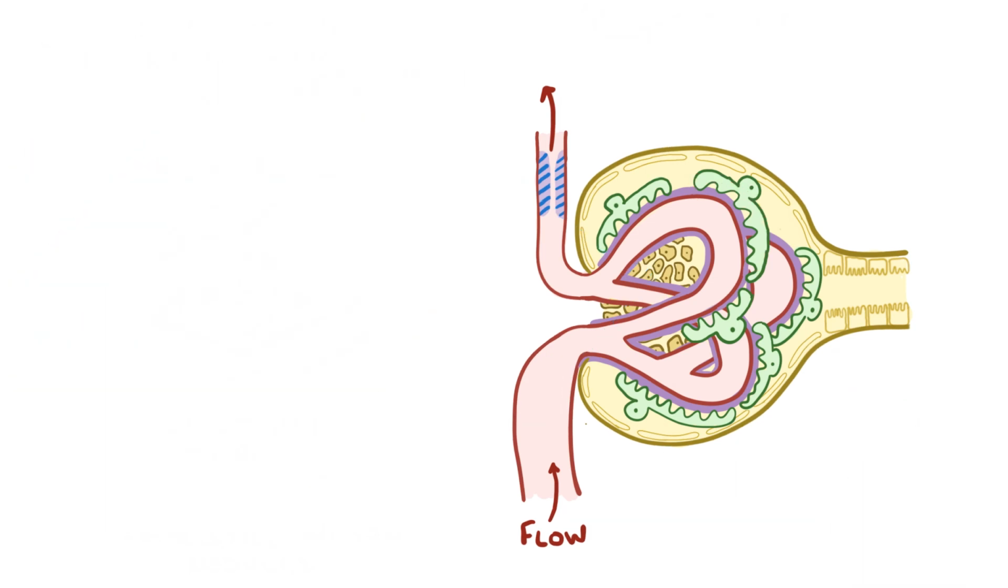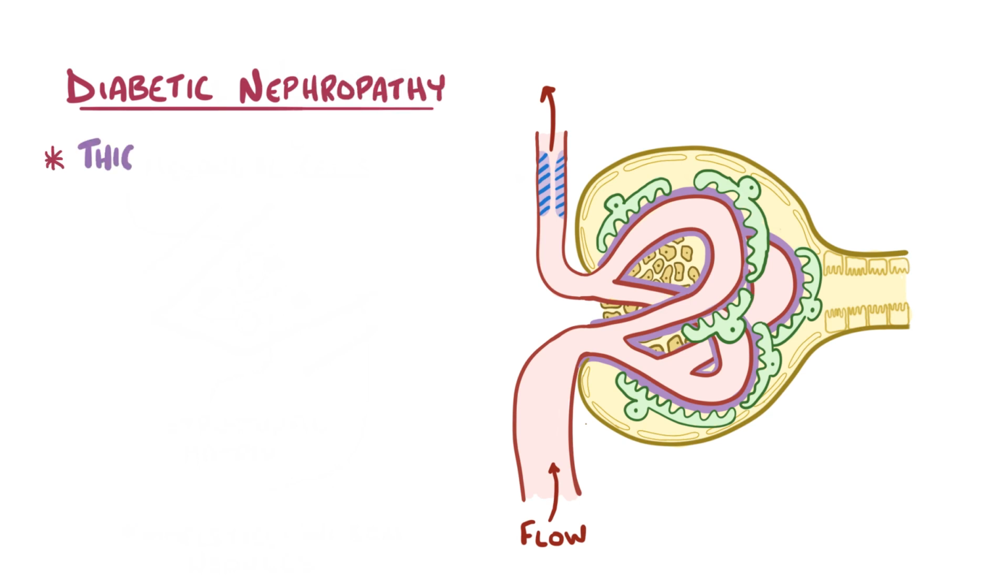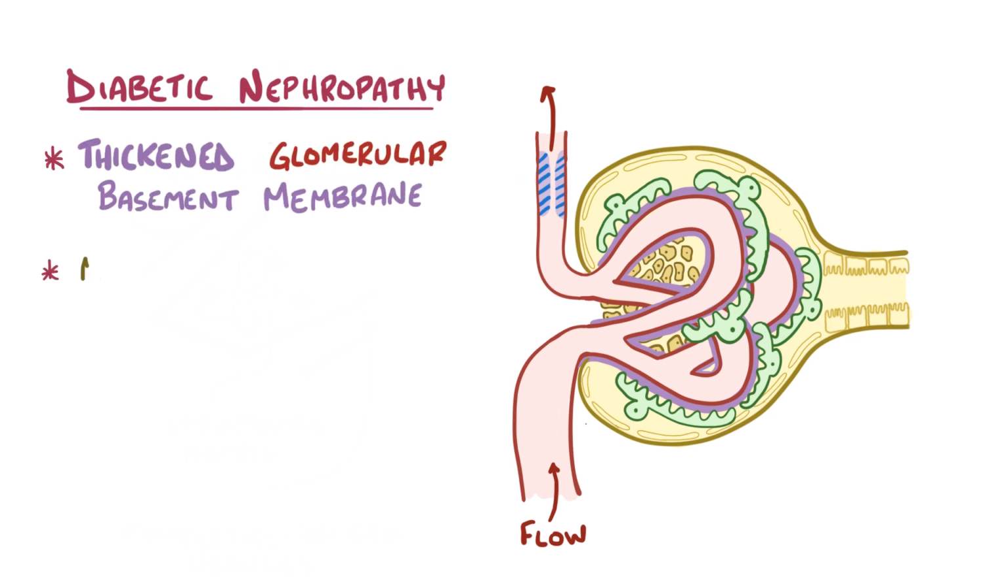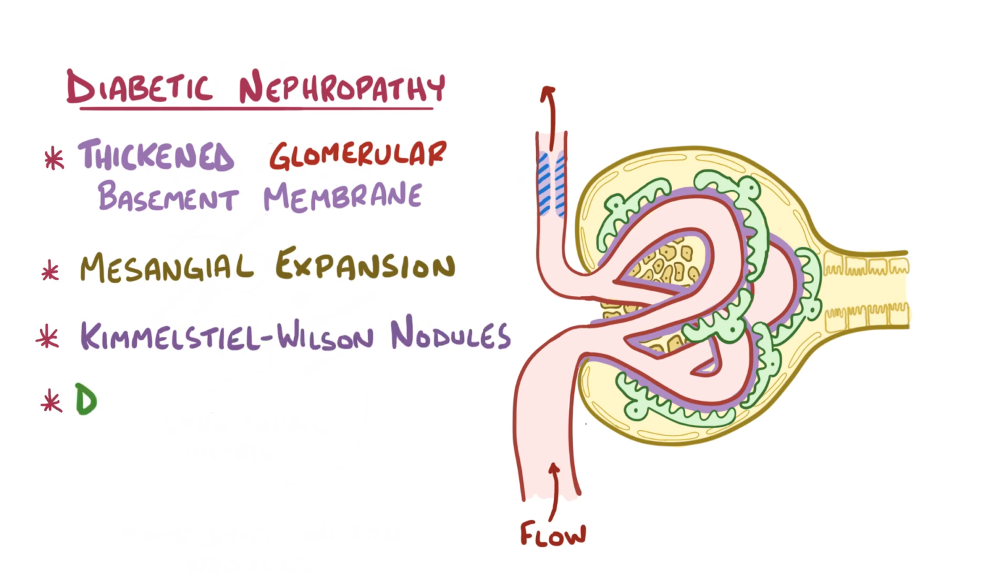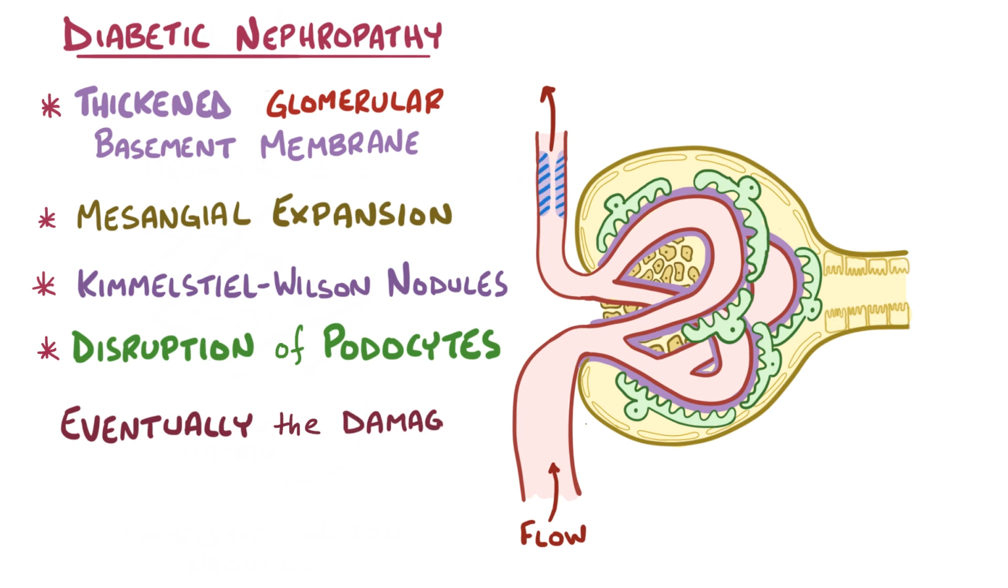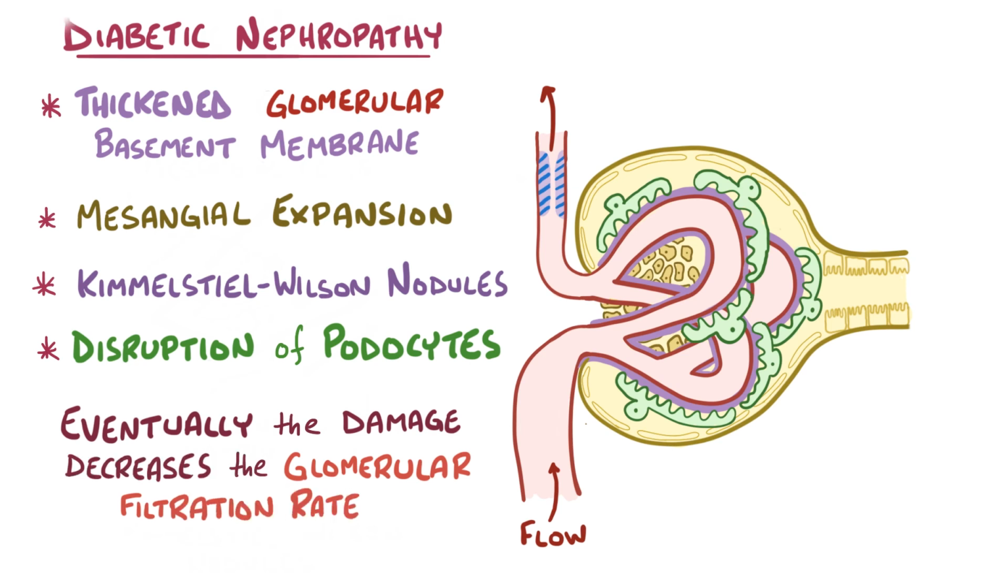So in the end, the key abnormalities in diabetic nephropathy are a thickened glomerular basement membrane, mesangial expansion, Kimmelstiel-Wilson nodules, and disruption of the podocytes. Eventually, these changes damage the glomerulus so much that it's unable to filter blood normally, and the glomerular filtration rate decreases.